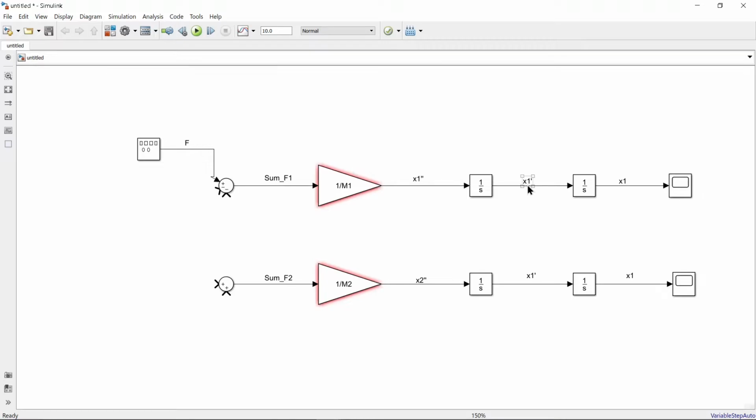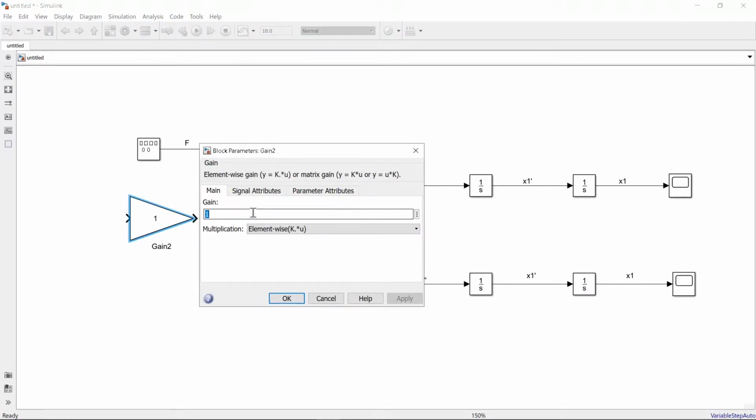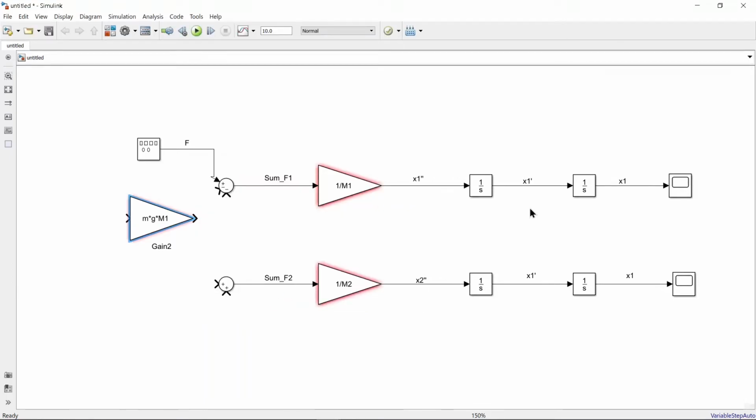Now I need to subtract the rolling friction. So I need a gain first. Here the value will be mu. I'm denoting m as mu into g into m1. Apply. Okay. And I need a velocity from here. Good. And subtract from here.